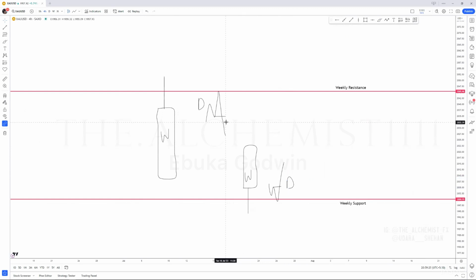So this is what should happen for a weekly bearish storyline to start: the weekly rejecting a weekly resistance and then daily giving you a bearish breakout. If that happens, we say that weekly started a bearish storyline. Same thing, if weekly rejects a weekly support and daily gives you a bullish breakout or a bullish QM, then we say weekly starts a bullish storyline. Like that.